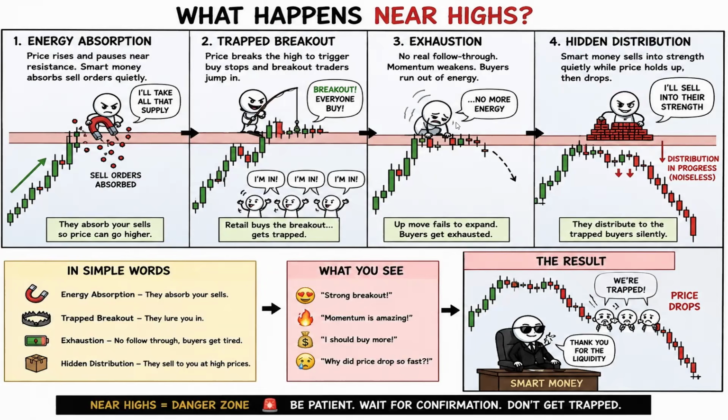Then exhaustion. Retailers cannot move the market, and then nothing will happen. Energy will not build at all. Finally, it moves up more, fails to expand, and buyers get exhausted. So here, this is what happens. It is the hidden distribution. Smart money sells into strength quietly while price is holding up, then drops. So this is an example.